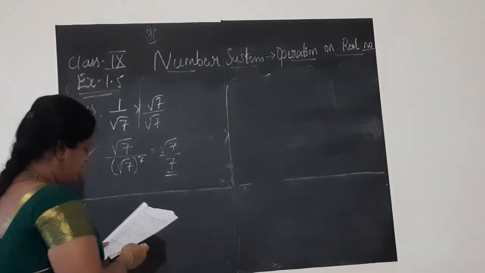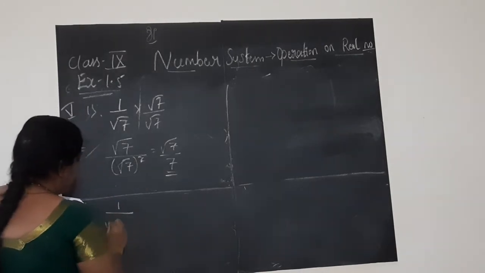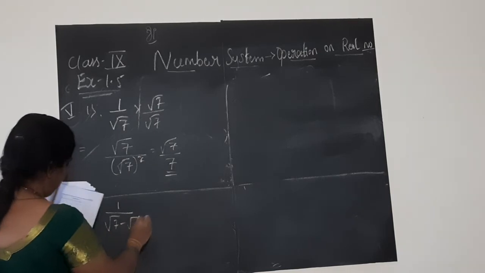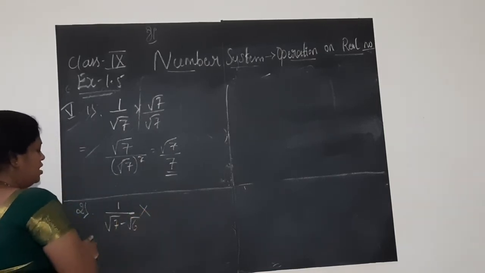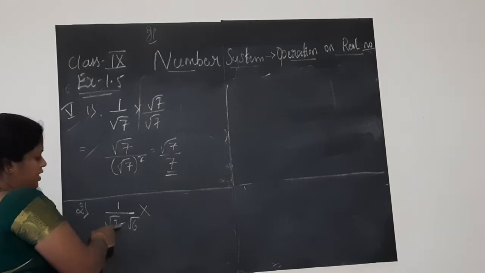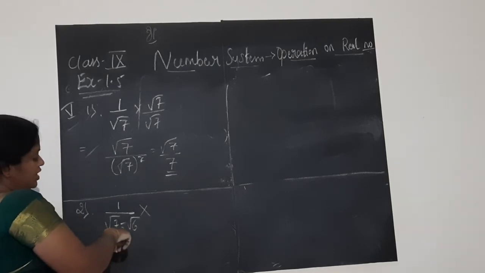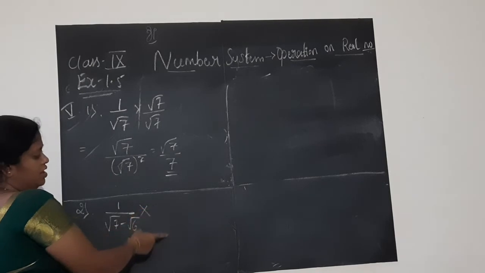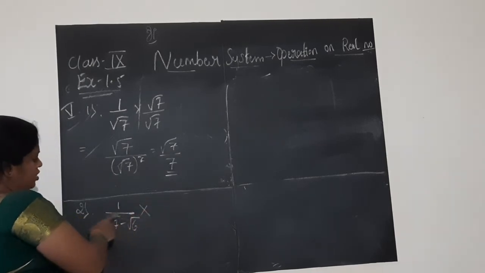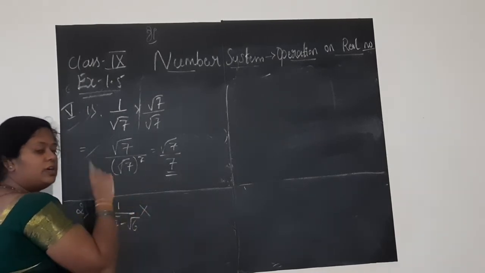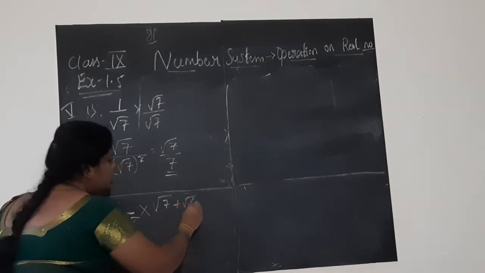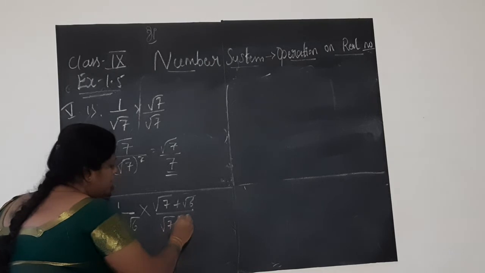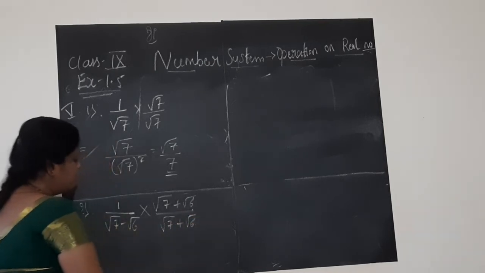That's it. Second question is 1 by square root 7 minus square root 6. So again, you need to rationalize the denominator. Two terms are there and in between a minus sign is there. Means both in the numerator and denominator, you will write the same square root 7, square root 6 but with a plus sign. Into square root 7 plus square root 6 divided by square root 7 plus square root 6.